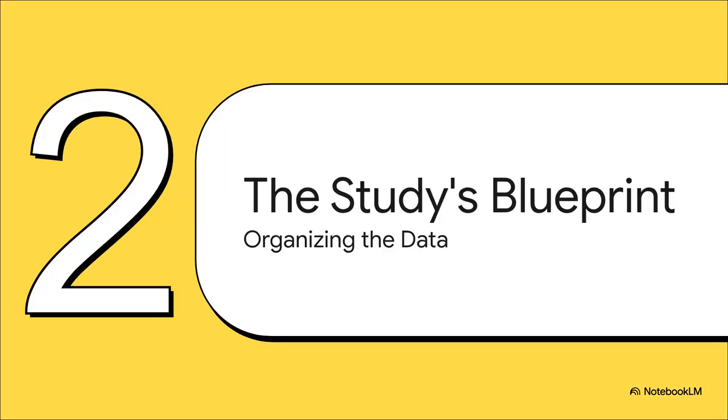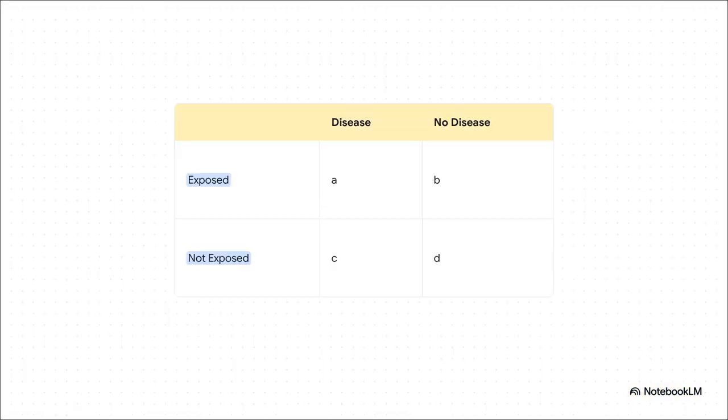Okay, so the researchers have taken this big snapshot of an entire population. What do they do with it? How do they organize all that information to find any meaningful patterns? Well, they use a surprisingly simple but really powerful blueprint. And here it is. This is the classic 2x2 table, and it's the heart of the analysis.